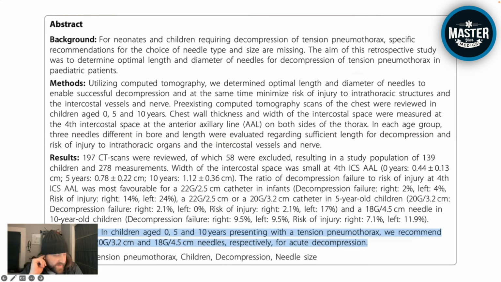Basically, these guys looked at kids between 0, 5, and 10 years presenting with tension pneumothorax, and then they recommended a 22 gauge needle, a 20 gauge needle, and an 18 gauge needle, respectively. So, a 0-year-old should get a 22, a 20 gauge for a 5-year-old, and an 18 gauge for a 10-year-old. Anything ballpark plus or minus around there. Basically, you don't need the 10-inch needle for the 3-year-old.